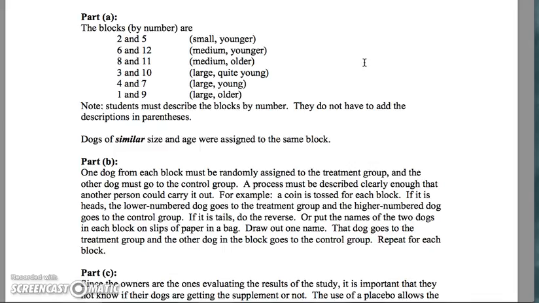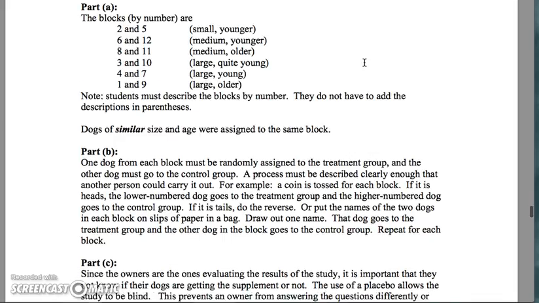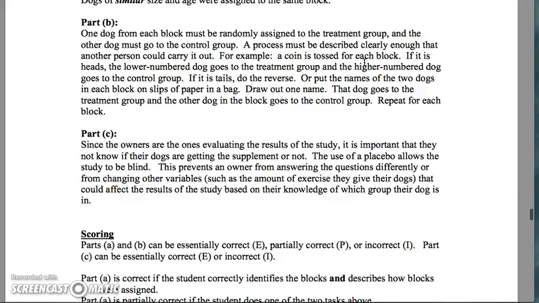Note, students must describe the blocks by number. They do not have to add the description in parentheses. Dogs of similar size and age were assigned to the same block. Part B. One dog from each block must be randomly assigned to the treatment group, and the other dog must go in the control group. A process must be described clearly enough that another person can carry it out.